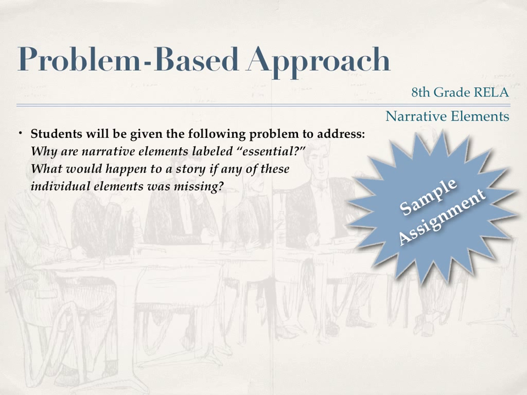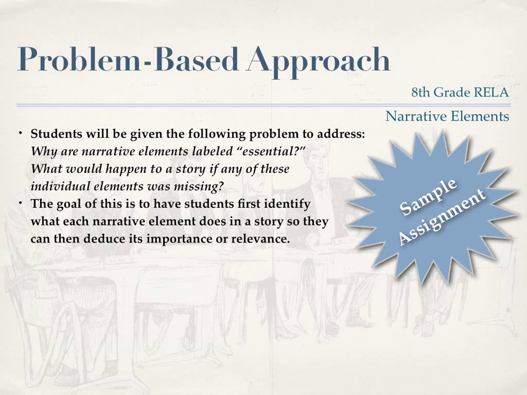Students will be given the following problem to address. Why are narrative elements labeled essential? What would happen to a story if any of these individual elements was missing? The goal of this is to have students first identify what each narrative element does in a story so they can then deduce its importance or relevance.